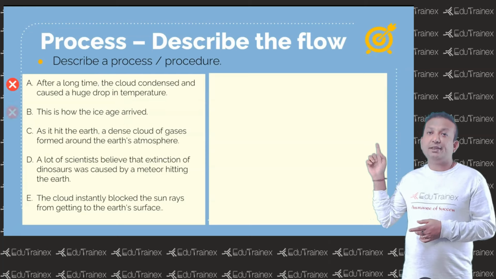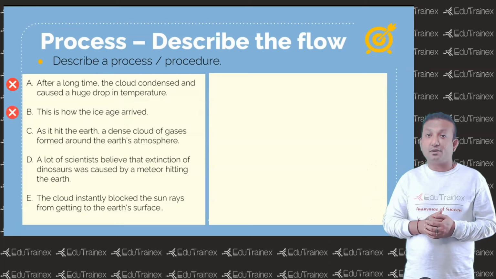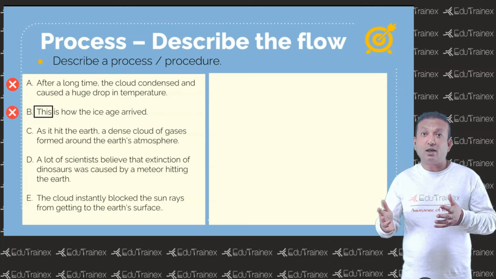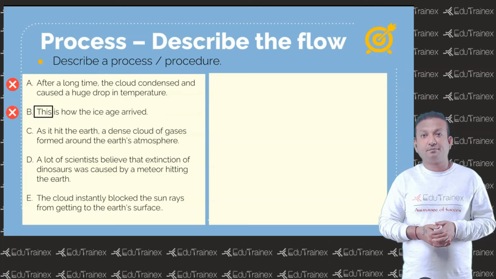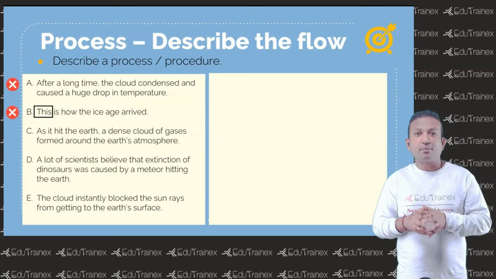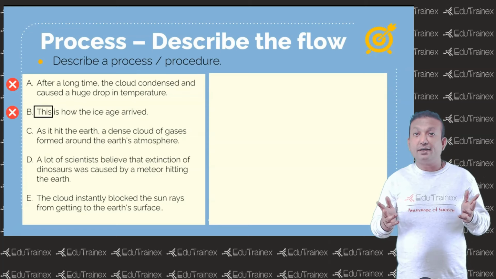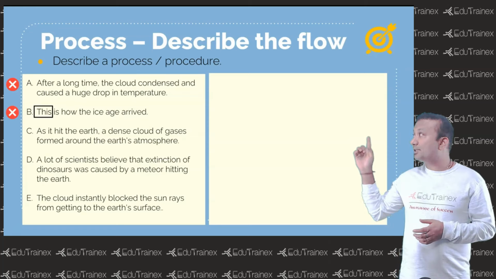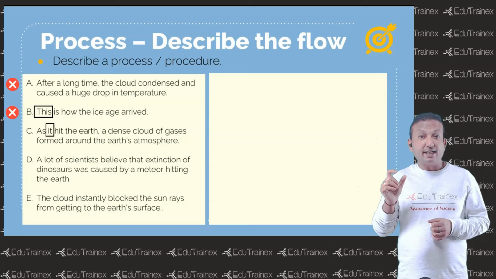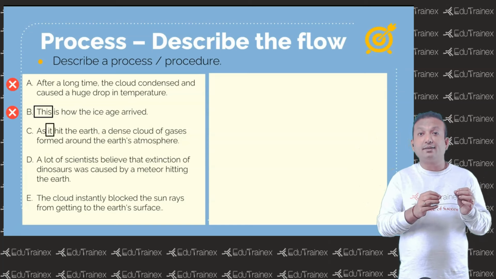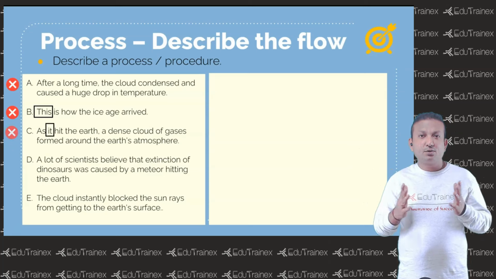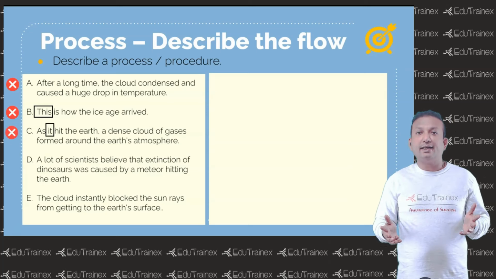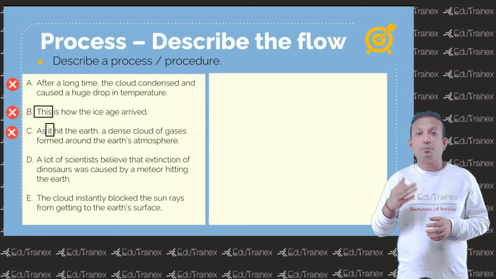Cross out option B here as well, as B sounds like a conclusion, saying this is how Ice Age arrived. Also, this is a pronoun, so this can't be our independent sentence. Check option C. It uses it as a pronoun. As it hit the earth. What hit the earth? So it can't be our independent sentence again. That leaves us with option D and E.